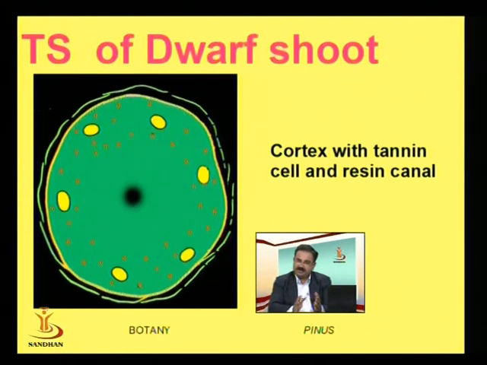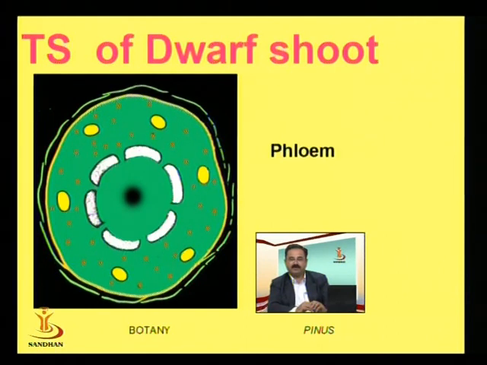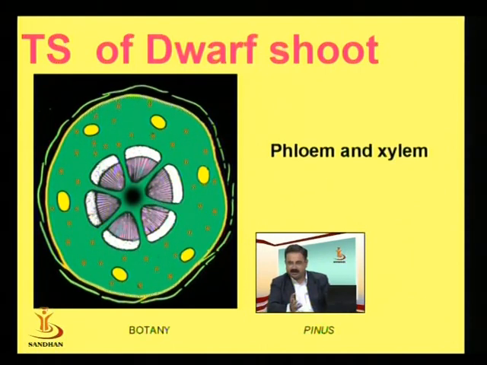Here again one can see the presence of resin canals in huge amounts. They form a circular ring-like structure, and these resin canals are found in the cortex region very well. There is no clear-cut development of endodermis. There is no clear-cut development of pericycle. Endodermis and pericycle are not found here. Directly it forms phloem. Directly the phloem region is there, and phloem is followed by xylem.